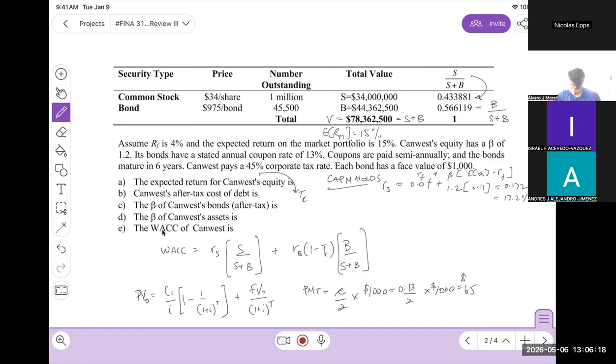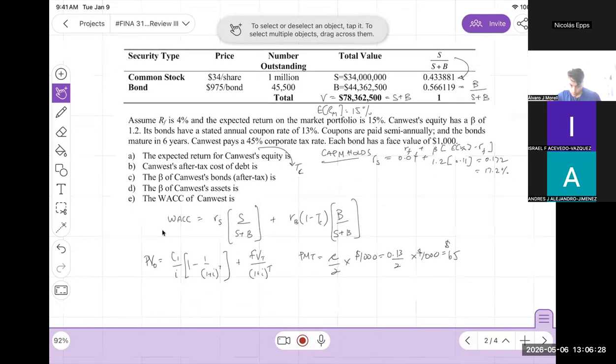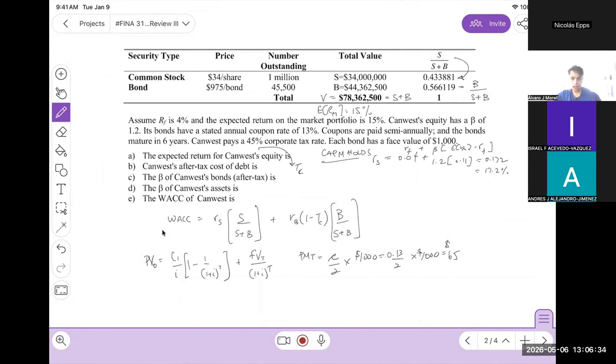$65? Is that right? Are you guys going to agree? So that's $65 per semi-annual period. How many semi-annual periods are there? Six years, or 12 semi-annual periods.